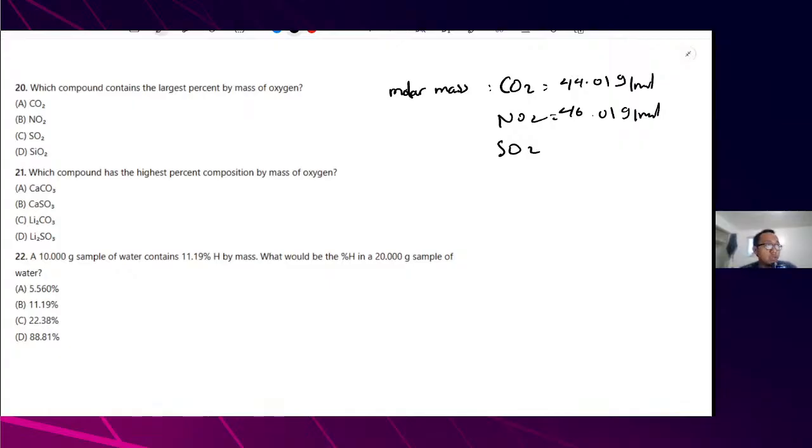It is easy, just take a look at the atoms one by one and add them all up together. So SO2 is 64.07. Okay, let's pause a little bit.